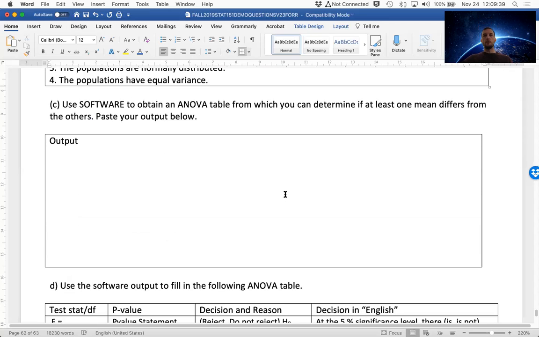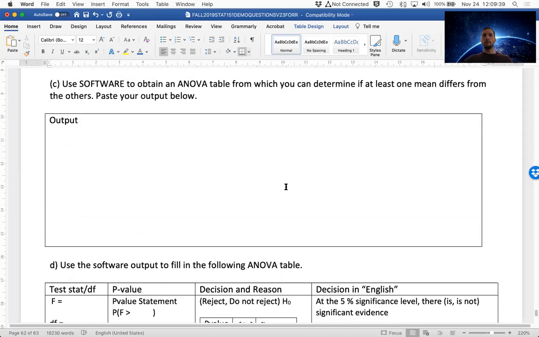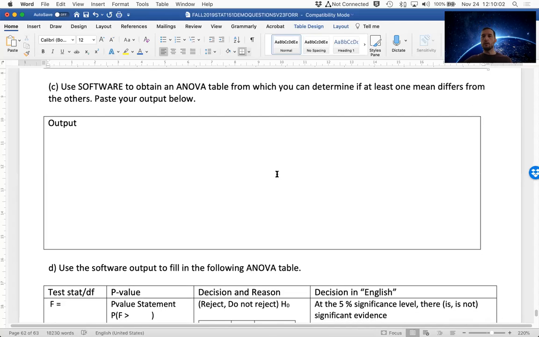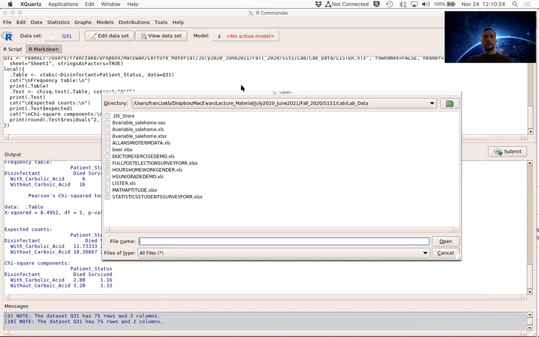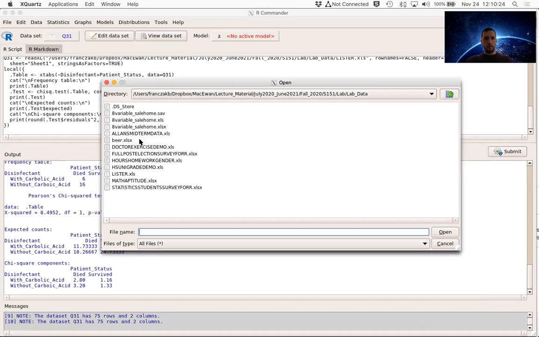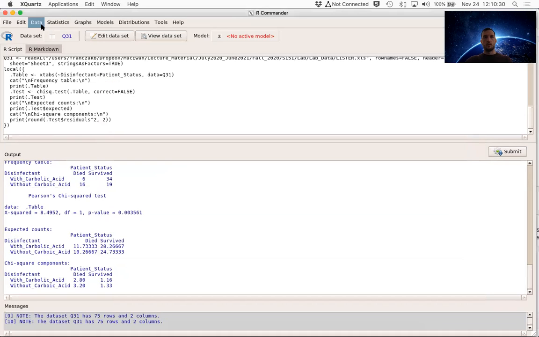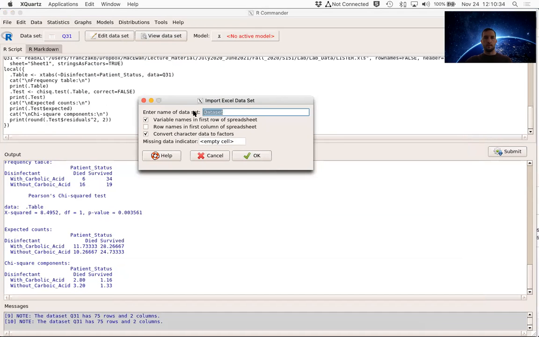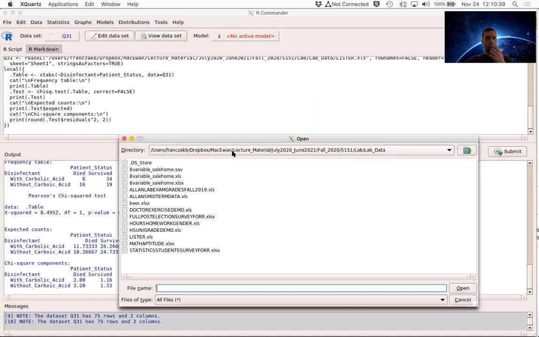Use software to obtain an ANOVA table from which you can determine if at least one of the means differ from each other. Okay, so what we're doing here is we are using Rcmdr to find the test statistic. As I mentioned earlier, the way that a test statistic is computed for an ANOVA is through what is called an ANOVA table. So in Rcmdr, to find the ANOVA table, we would first load our data set, which is going to be data import from Excel. This is Q34, click OK.